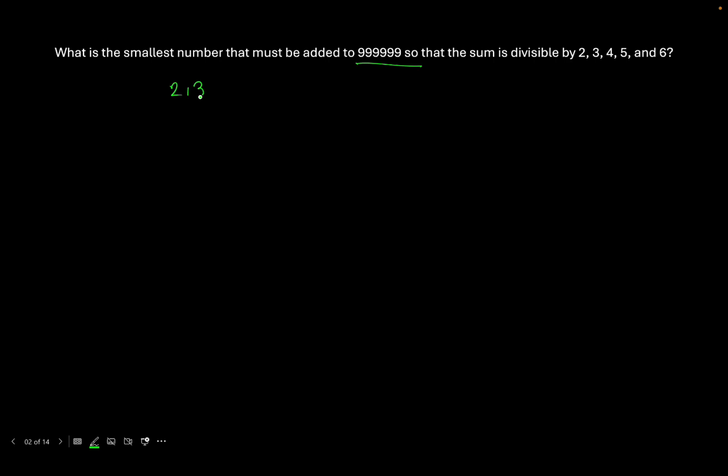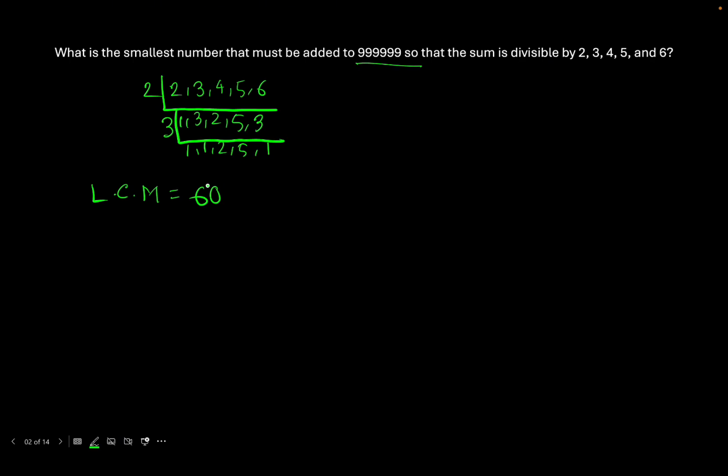So it will be 2, 3, 4, 5, 6. So 2, 1, 3, 2, 5, 3. Then we will take 3, 1, 1, 2, 5, 1. So the LCM is 3 into 2, so it will be 60, the LCM.